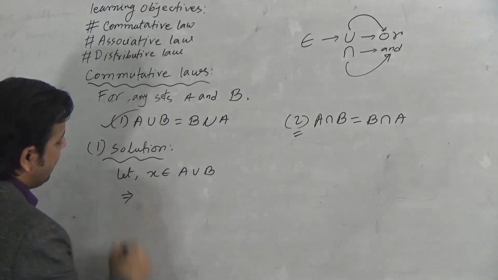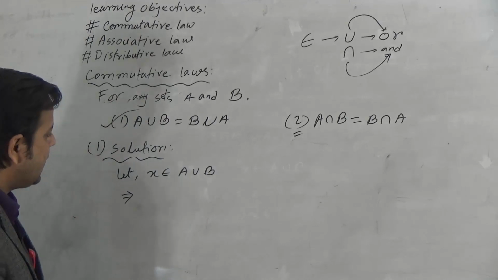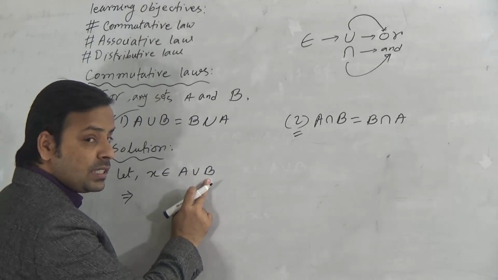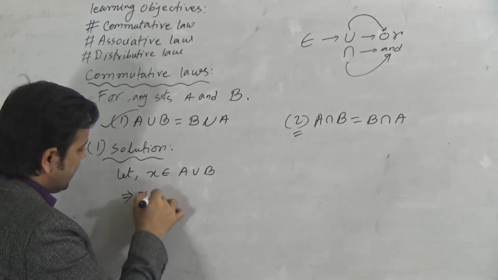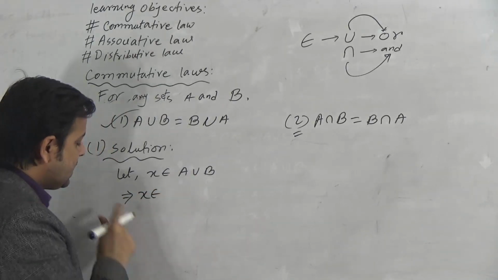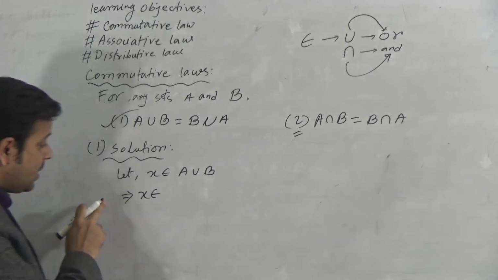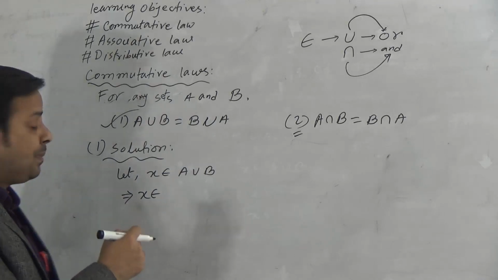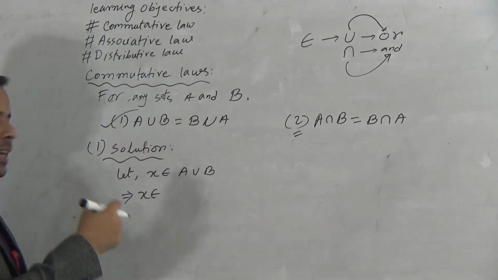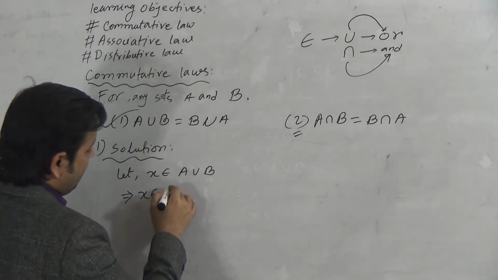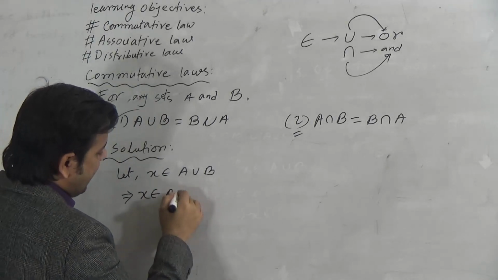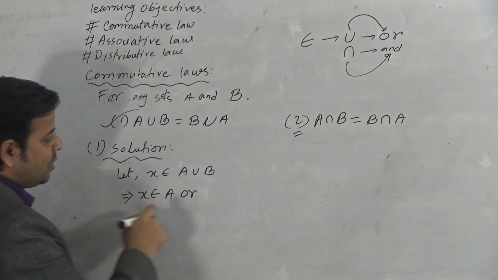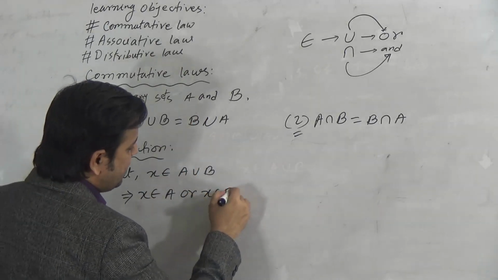So we can write X is contained in A union B. What does it mean? It means that X is contained in A or X is contained in B. So we can write here, this sign means implies, or you can say issue from, it means that we are getting from the previous line. X is contained in A, or, as here it is union, I told you to write or, X is contained in B.